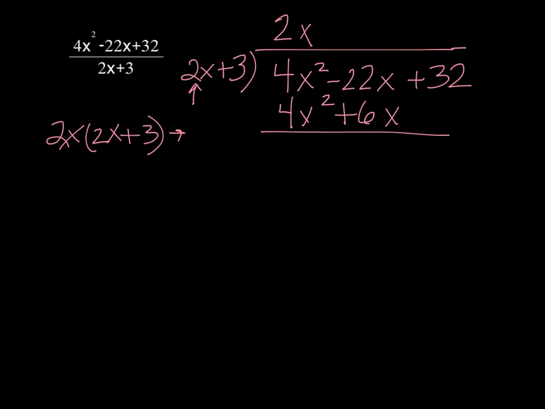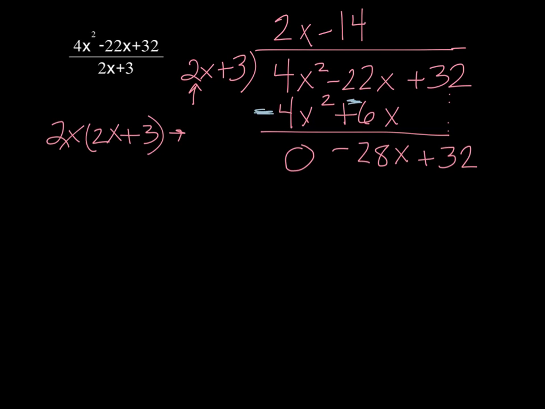and then we subtract. Remember, subtraction means I have to distribute through that negative sign, and we end up with 4x squared minus 4x squared, or 0, minus 22x minus 6x is minus 28x, and we'll bring down our 32. Our next step is to do the same process again, asking ourselves, what do we have to multiply 2x by to get negative 28x? The answer here is negative 14.